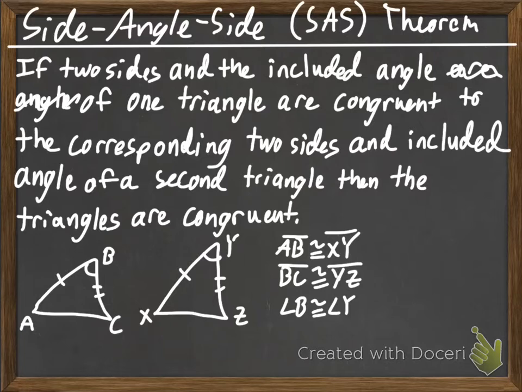the triangles are congruent. So, if we have AB congruent to XY and BC congruent to YZ, and angle B is congruent to angle Y, and angle B and Y are the included angle, and you see that they're the angle that's in between the two sides, then we have two congruent triangles. So we can say triangle ABC is congruent to triangle XYZ.